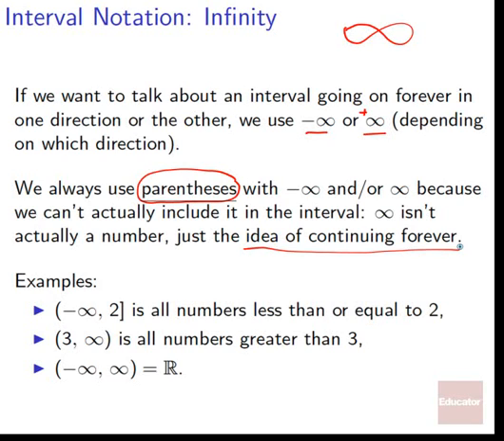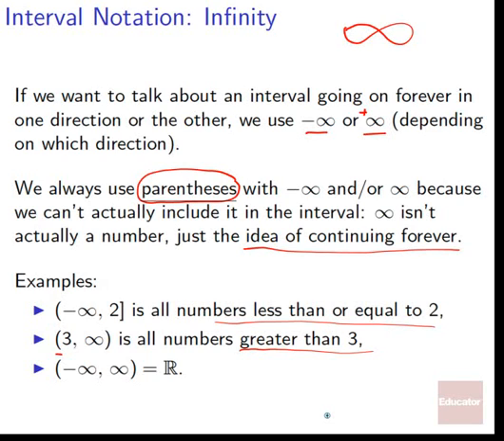So, for example, we could have negative infinity to 2 with a square bracket on the 2. That's going to be all numbers less than or equal to 2. Everything starting at negative infinity and working all the way up until 2, and we'll actually get to 2 and achieve 2. 3, infinity with parentheses on both of them is going to be all the numbers greater than 3, but we won't include 3 because we don't have a bracket on it. We've got a parenthesis on the 3, so it's going to be everything from 3, but not actually including 3. So we'll get really, really close to 3, but we'll never actually touch it. We'll never actually achieve 3.